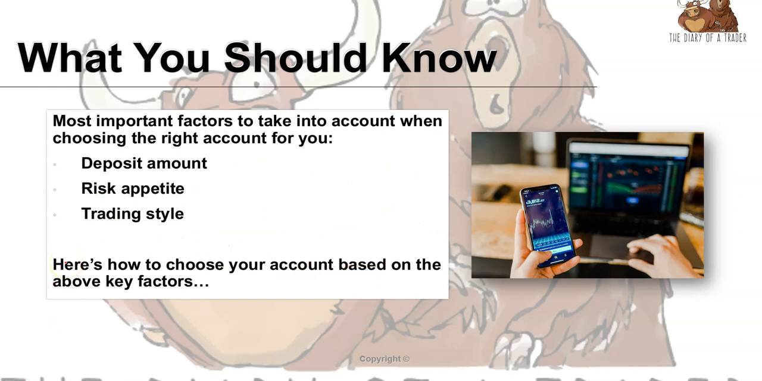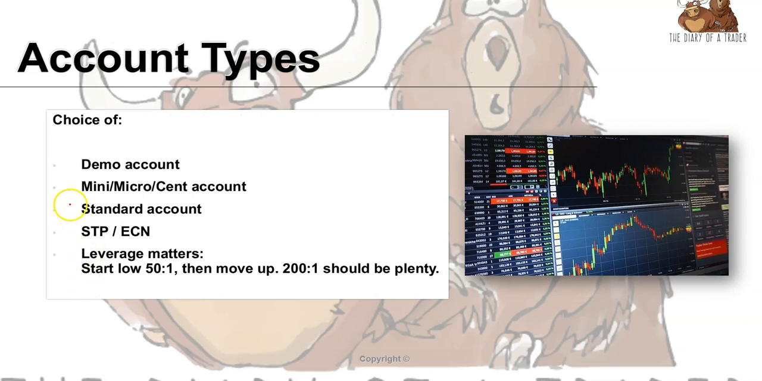So how do you choose your account based on these factors? Well, we have these account types. We have the demo, the mini, micro, or cent, sometimes it has a different name, the standard, and the STP or ECN, and then we'll talk about leverage. So the demo, as the name suggests, is just a demo account. If you're practicing, you want to be consistent, make sure you're taking the right trades, you're just testing out your strategy, you're seeing if you're going to be consistent, then that is a good account to start with. Of course, not real money, but a good way to practice by lowering your risk.